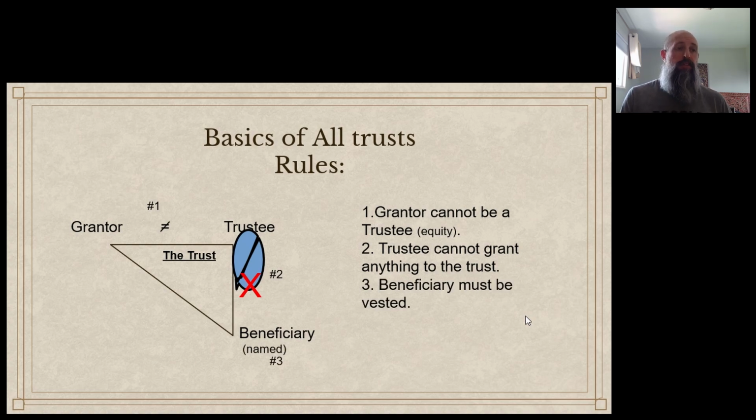All right. The beneficiary must be vested. Okay, the beneficiary doesn't do anything. Not going back on that. However, you've got to pick somebody. You've got to name somebody. There's got to be a named individual as beneficiary in the trust.